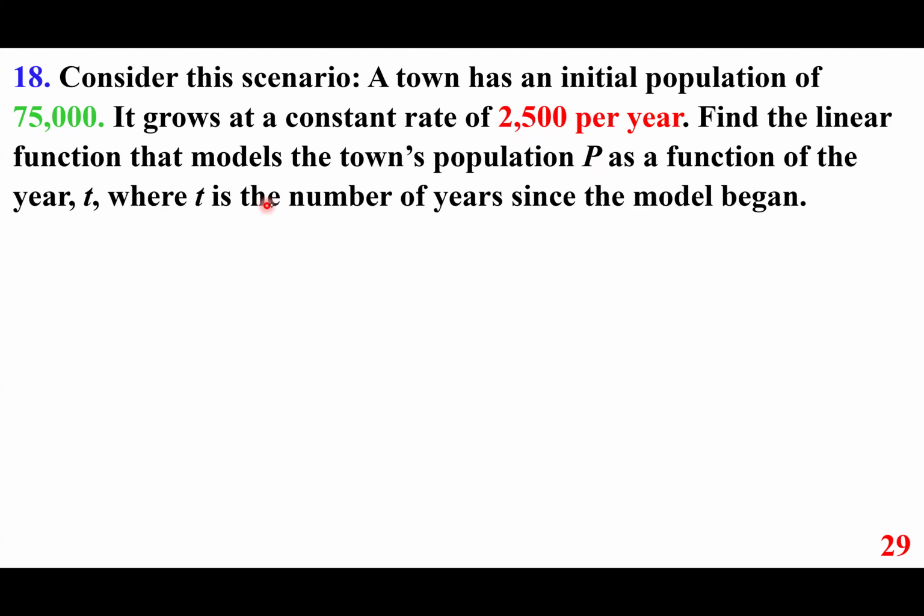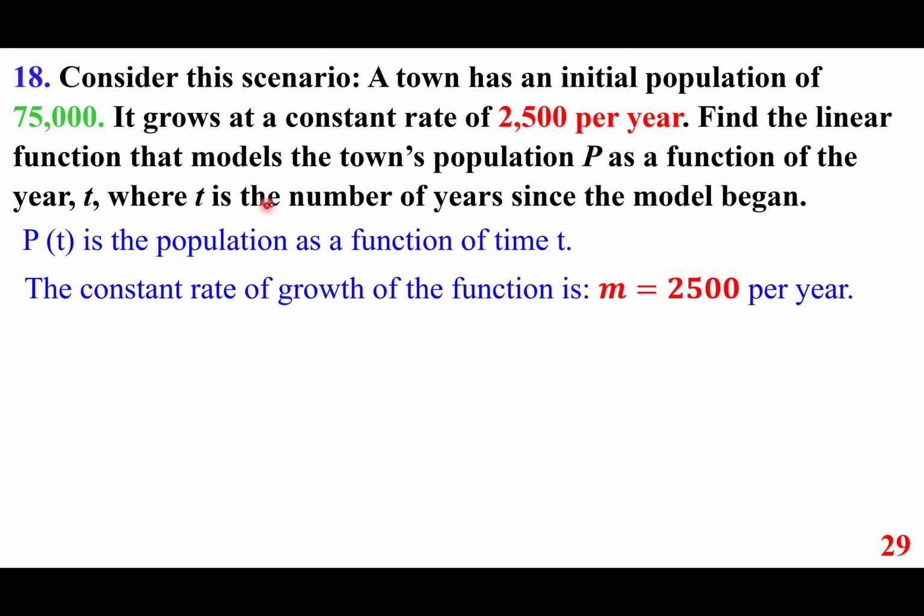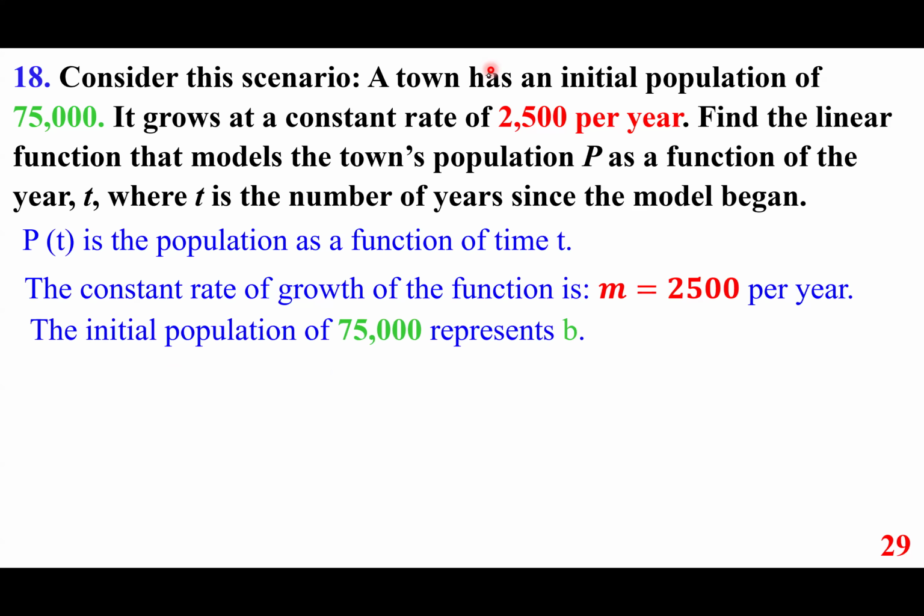In this case, we are using different variables to represent this. So P of t is the population as a function of time t. The constant rate of growth of the function, m equals 2,500 per year. This is the slope in essence, the average rate of change of y with respect to x, in this case, the average rate of P with respect to time. The initial value, the initial population, we start with 75,000, which represents the y-intercept, in this case the P-intercept, if we're going to go with P.